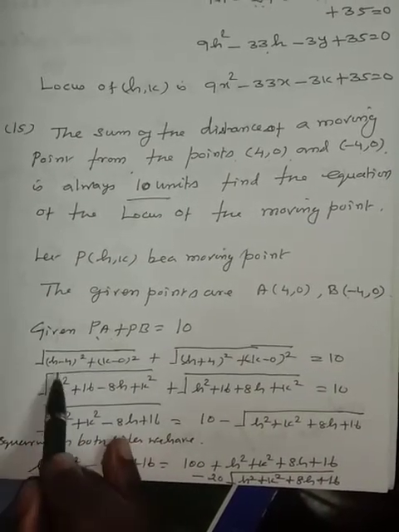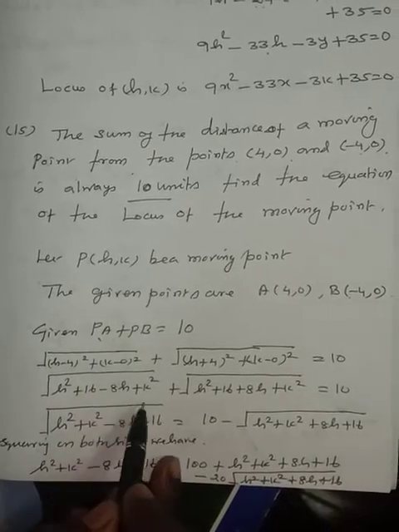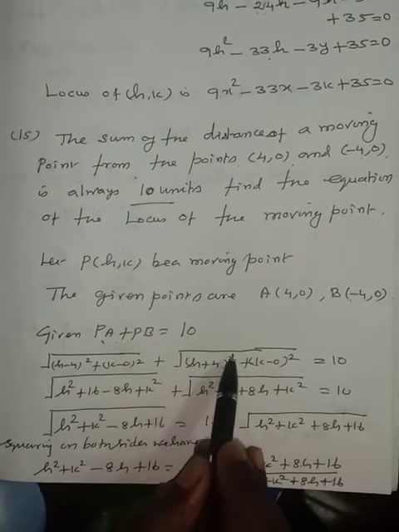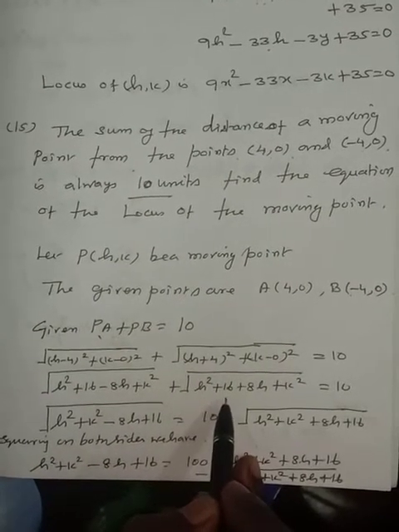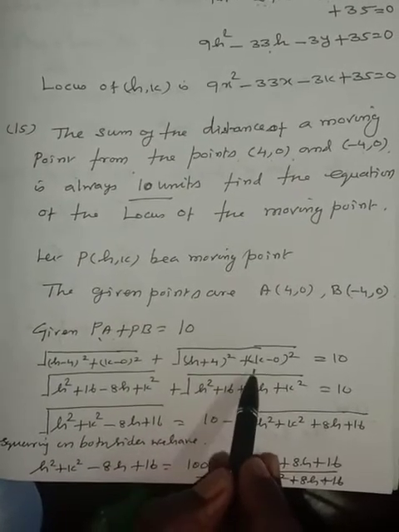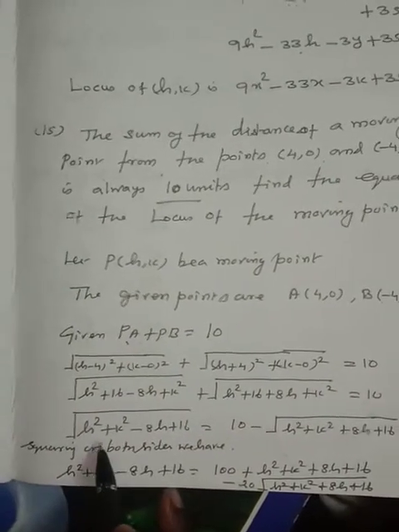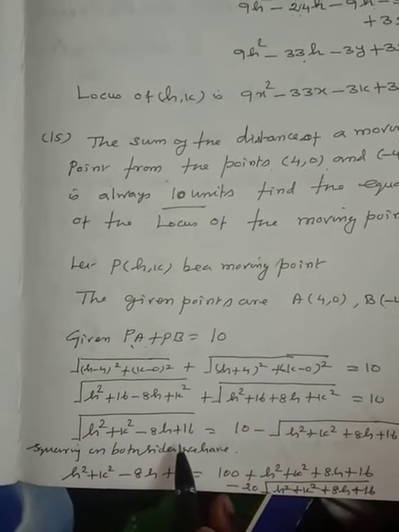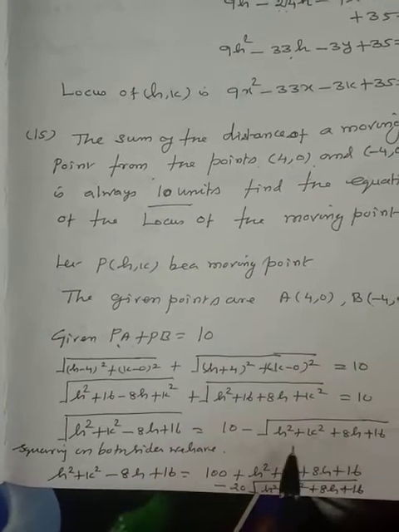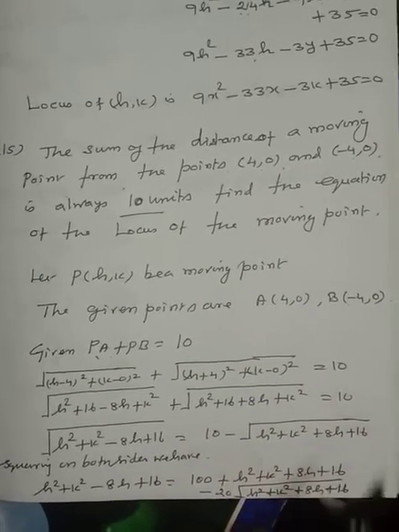Now expanding, (h - 4)² is h² + 16 - 8h, and (k - 0)² means k². Here (h + 4)² is h² + 16 + 8h, using the formula (a + b)². Now (k - 0)² is k². Now the square root of h² + k² - 8h + 16 is equal to 10 minus the second part, the square root of h² + k² + 8h + 16.